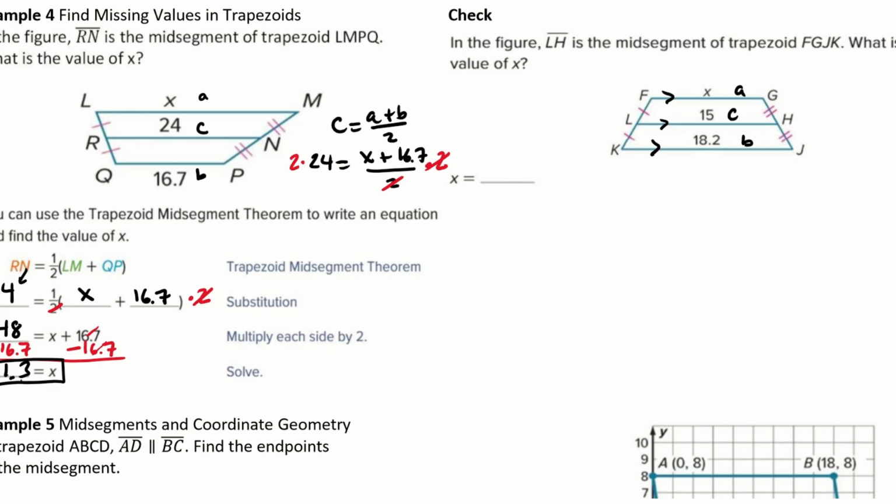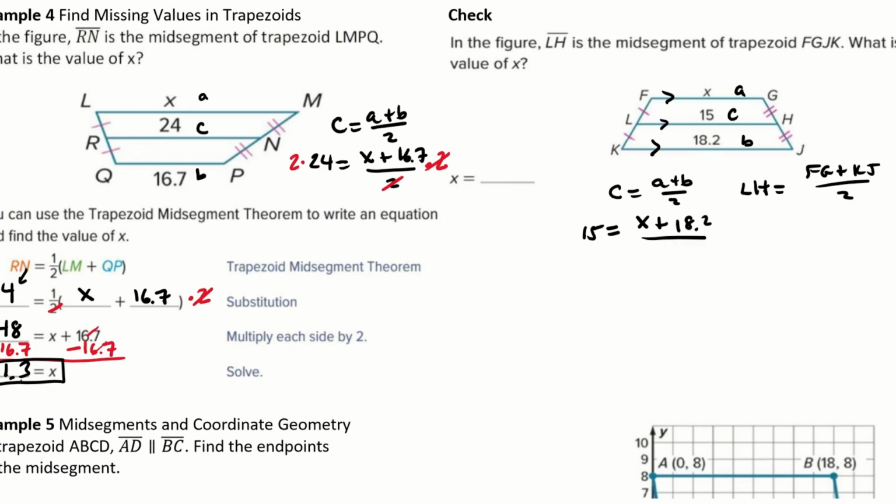So here, C is A plus B over 2. The formal way of saying it is LH equals FG plus KJ over 2. So that would be the formal way of saying it. Well, we'll write it out. It's FG plus KJ over 2. That's the formal way. All right, so for C, we got 15 equals, and A is X plus B over 2.